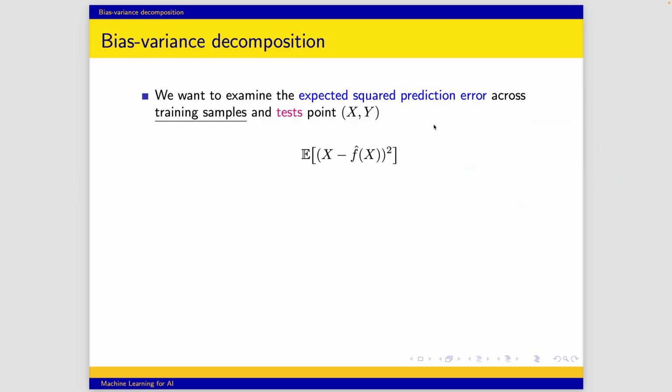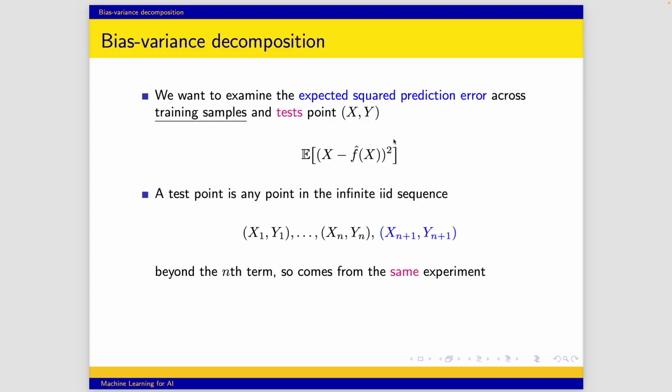We can extend this using what I believe are Bregman divergences, but it's not particularly satisfactory, and we normally move to a different framework altogether. So this is the quantity that we want, the expected squared prediction error. Now this is across training samples, but it's also across test points x, y. So these are points that were not seen during training.